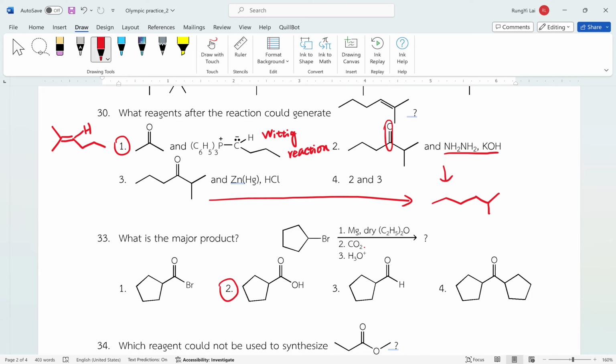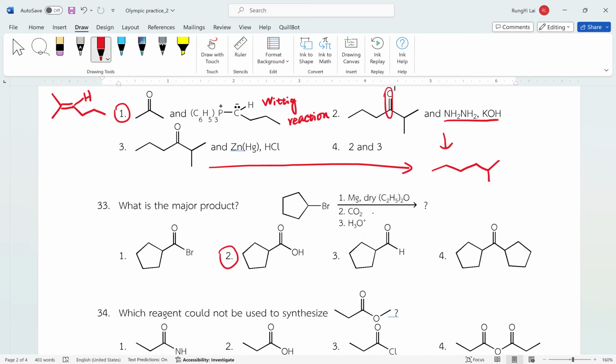Okay, so let me give you the step by step. After the first step, basically you are going to convert your alkyl bromide into a Grignard reagent. After the second step, your Grignard reagent will react with your carbon dioxide. Okay, so you can see now the carbon dioxide is here. The last step, because you will get a protonation, you use the acid to quench the reaction, so you'll get the number 2 answer for the final product.